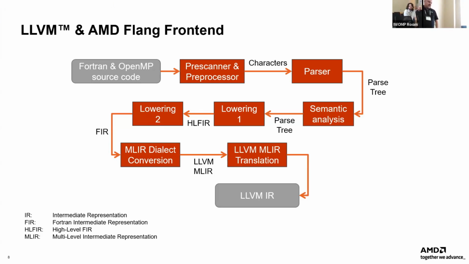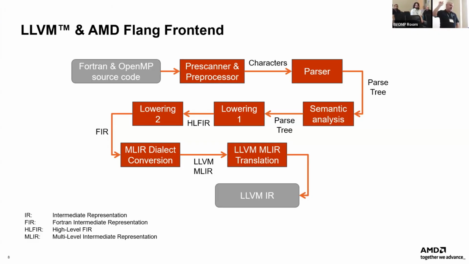That gives us a parse tree with annotations, and that we feed into a first lowering. What we get from that is high-level Fortran intermediate representation, where we still see things like, as in this morning's keynote, array syntax explicitly. So the compiler doesn't just see do loops and unrolled stuff. It actually sees the arrays and how they are processed by the programmer, and so we can do optimizations there.